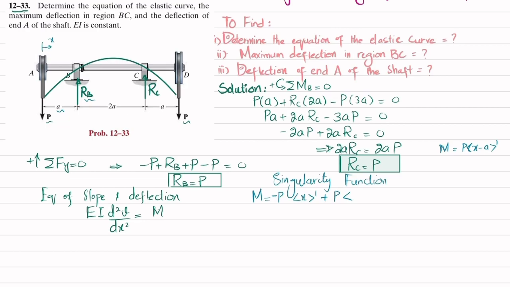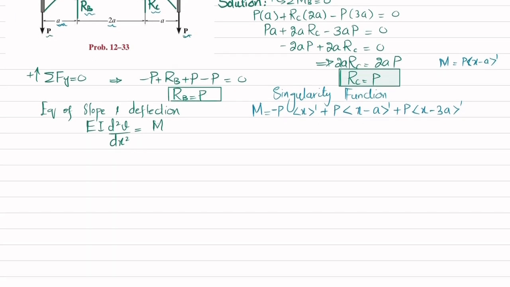So this is A. So P into X minus A power 1. The third loading is also plus RC, and this will be equal to P into X minus, now distance is A plus 2A, which is 3A. So X minus 3A power 1. And we will neglect the last one. Okay, so this is your moment equation.